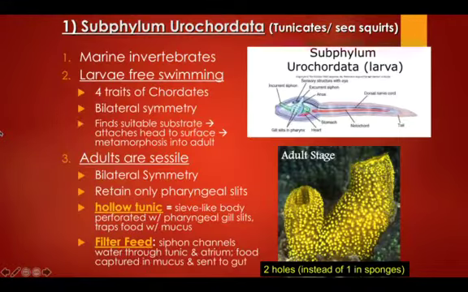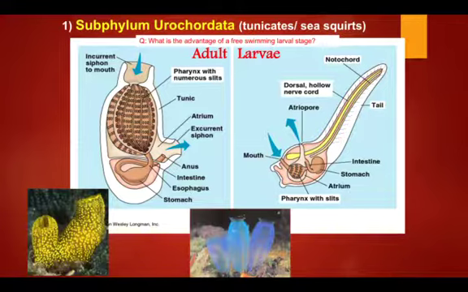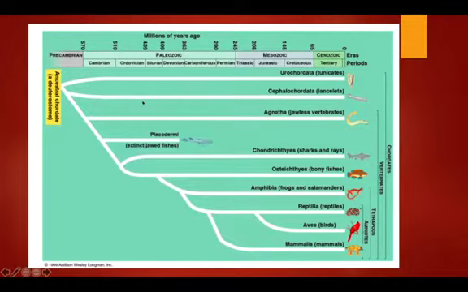And those are going to be used for filter feeding, and they're going to be used for respiration, and that's the only one that persists into the adult stage. Okay, so that is the brief overview for this branch of our tree.